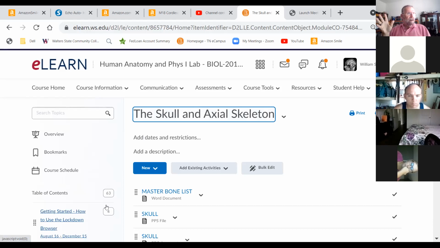So what we're going to do today is go over the skull, and there are 22 bones, and there's about that many various openings, maybe more openings and ridges and grooves and stuff like that. And I want to point them out to you, and we're going to talk about them.